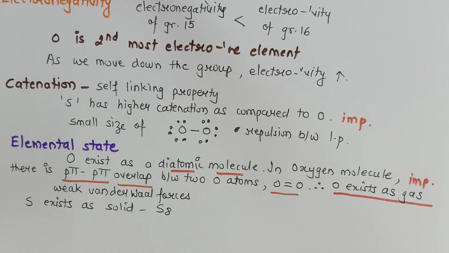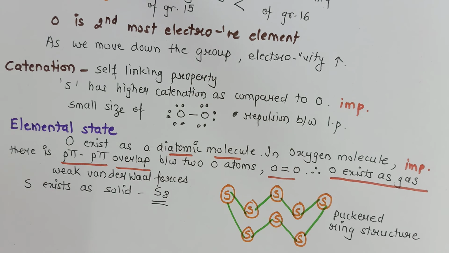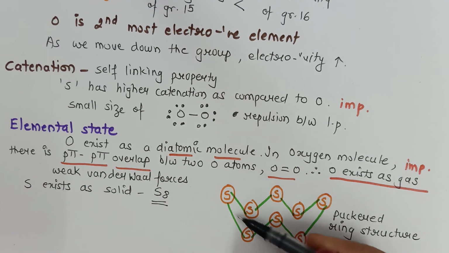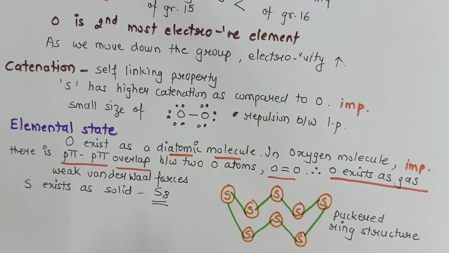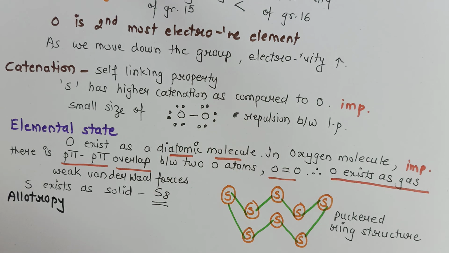The other elements of group 16, they do not exist as a diatomic molecule. In fact, they exist as polyatomic molecules. For example, sulfur exists as a solid. It exists as S8. Sulfur forms puckered ring structure where it exists in the form of a crown. All 8 atoms of sulfur are joined with each other by a single bond and they form a crown-like structure, or they form a W-like structure which is known as puckered ring structure. In your lower classes, you have studied one more structure of sulfur, that was a ring structure.